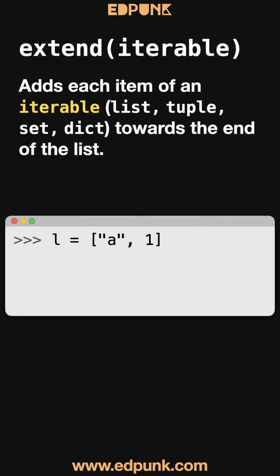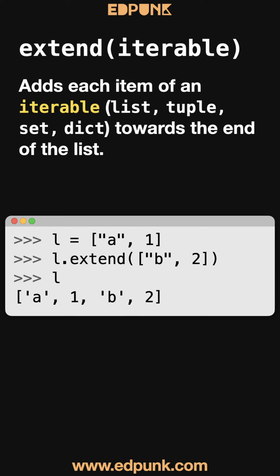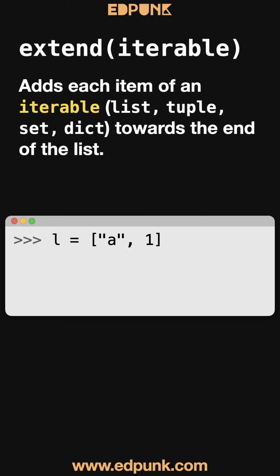Let us assign a list containing items string A and int 1 to a variable L. Now, to add items string B and int 2 from another list, let us execute l.extend list string B, 2. Now, let us display the list. The list L is now modified and new items string B and int 2 are added at the end of the list. Let us take another example.